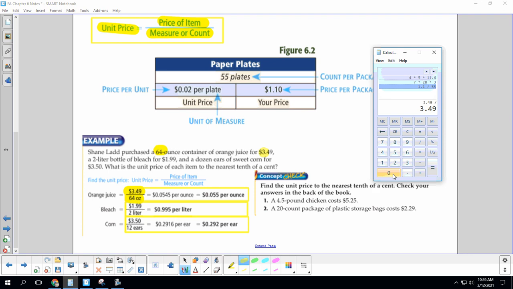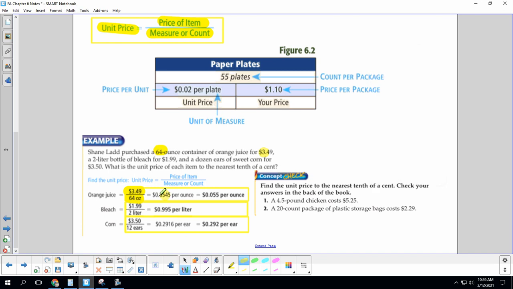$3.49 divided by 64, and we get $0.0545 per ounce, and it wants us to round to the nearest tenth of a cent. So pay close attention. That means we are going to go 3 past the decimal. So it's 0, 5, and then 5 is the third one, but it was a 4, but because 5 was before it, it rounds up. So we're going a little bit beyond what we normally round to, and usually we round to the nearest penny. We're going 1 beyond the penny.